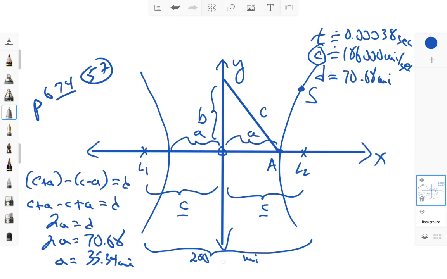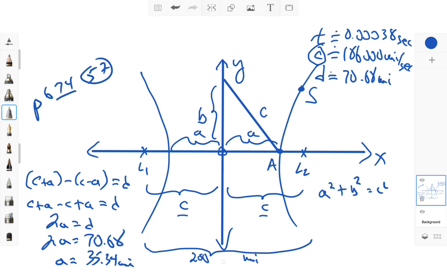Okay, now let's think about this. So that's going to give us B, and we can then write the equation of the hyperbola, right? If we wanted to. So what do we want? Well, H is 0, K is 0, A is known, B is not known, C, the focal length, is known. All right, so what does that mean? That means that A squared plus B squared equals C squared.